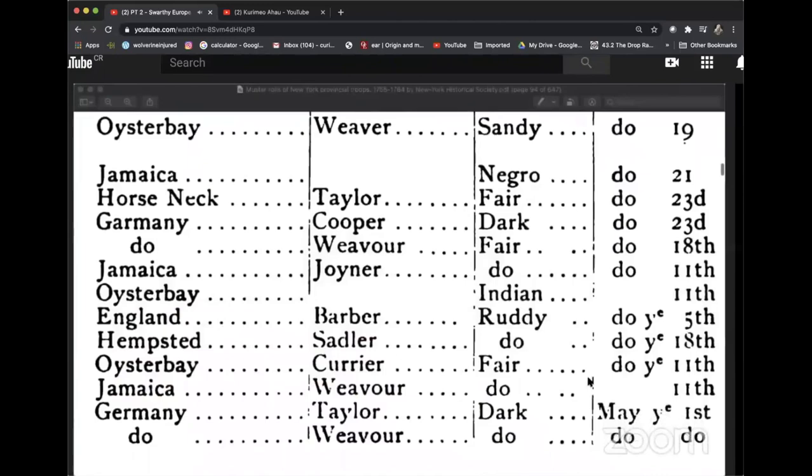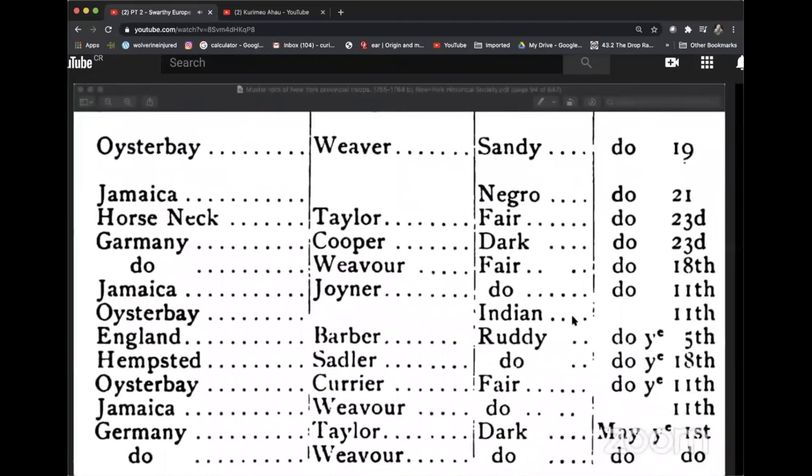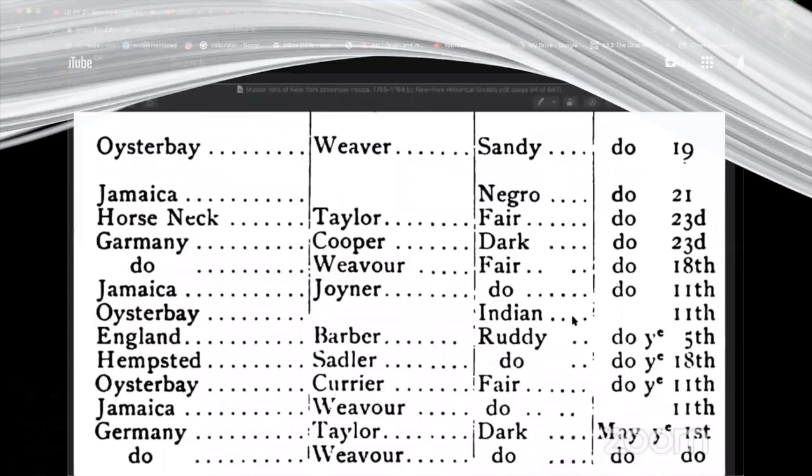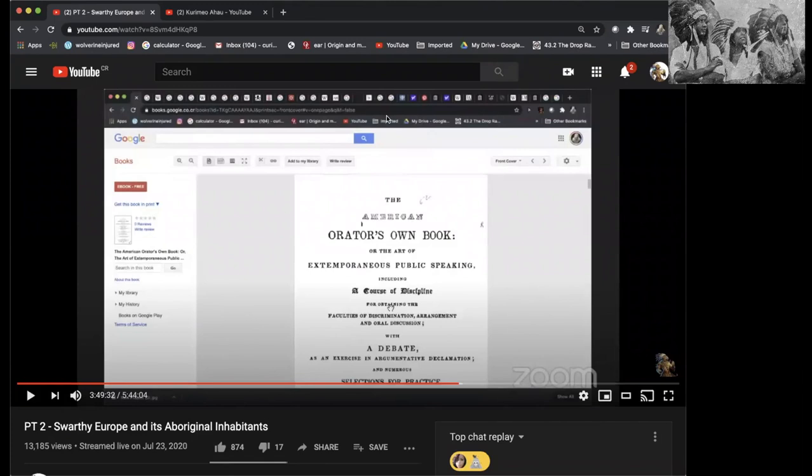This is not a site. This is a book. It's the Muster Rolls of New York Provincial Troops from 1755 to 1764 by the New York Historical Society. All right, so another thing that I went over in part two of my Swarthy Europe and Aboriginal Inhabitants video is also some references of descendants of Europeans in America and how they were being described, just like the passenger list we saw in the muster roll of those soldiers.